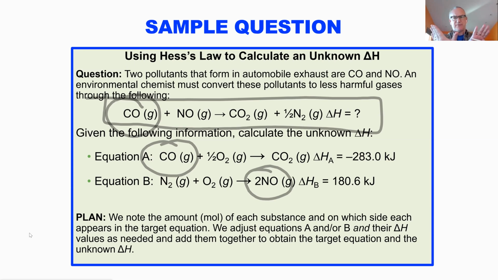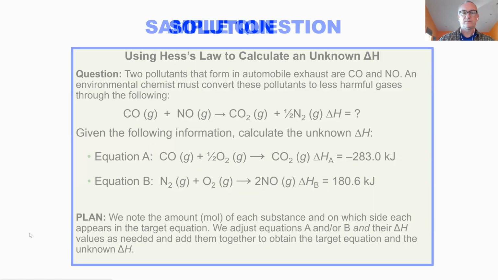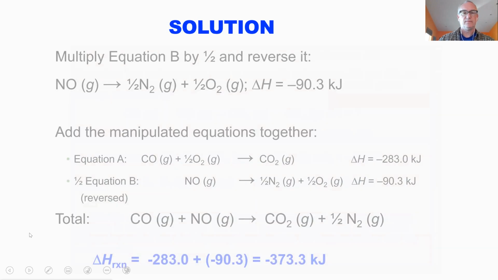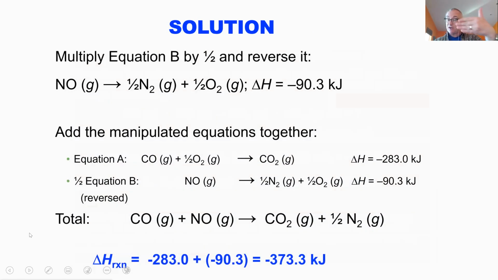So I'm probably going to have to flip that one around. And I'm probably going to have to multiply that by 1/2 because I only need 1 mole. I don't want 2. So let's look and see how we would do that. So I take equation B, I flip it around, and I multiply it by 1/2.